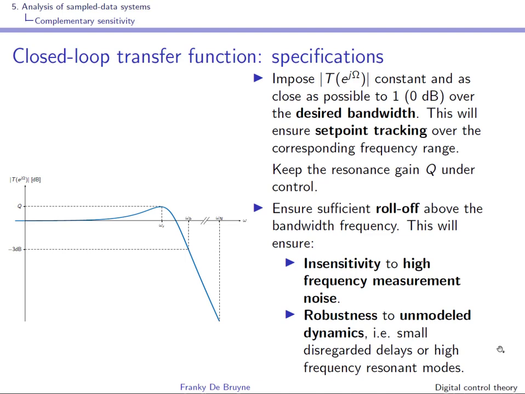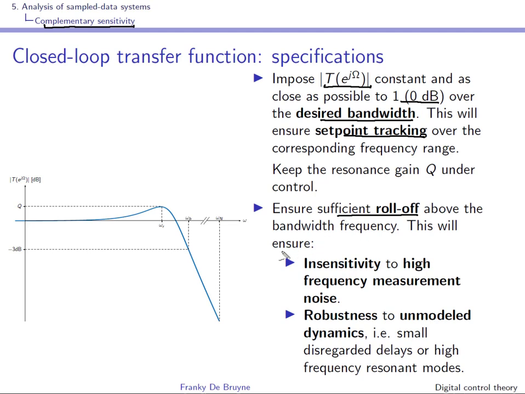We can now have a look at the specifications we can impose on the complementary sensitivity function. Of course, we have to impose that the modulus is as close as possible to 1, 0 dB, over the desired bandwidth. This will ensure set point tracking over the corresponding frequency range. We also have to make sure that the resonance peak or the resonance gain is under control. Above the bandwidth frequency, we have to ensure a sufficient roll-off.